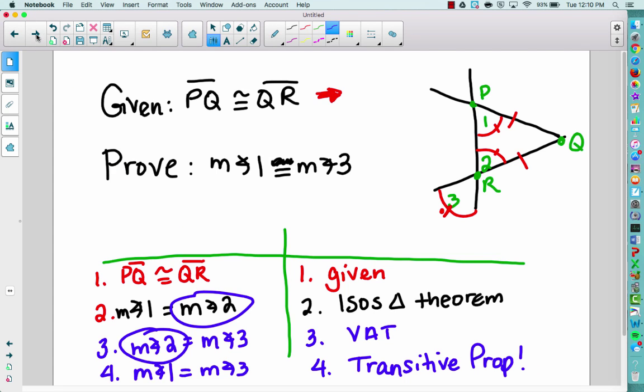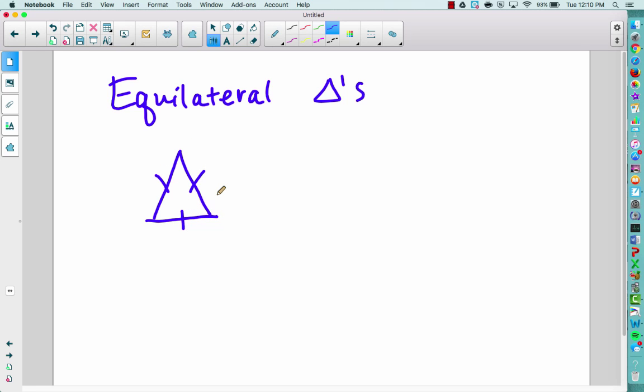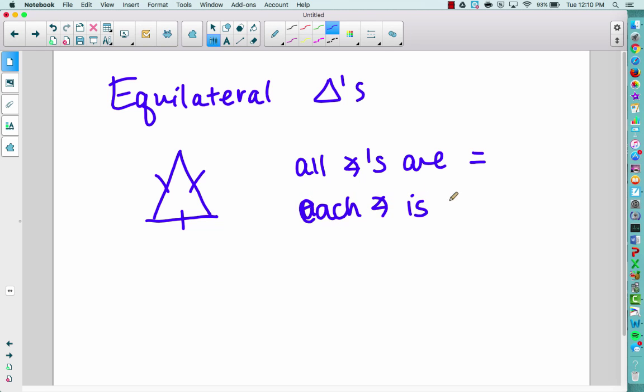All right, the last thing I really want to review is equilateral triangles. We've spent a lot of time working on these, so this should be completely review. Equilateral triangles are triangles where all sides are equal. All 3 sides are equal. All angles are also equal, and each angle is 60 degrees. You are going to have to know that about an equilateral triangle. Okay, all angles are congruent. Each angle is 60 degrees.